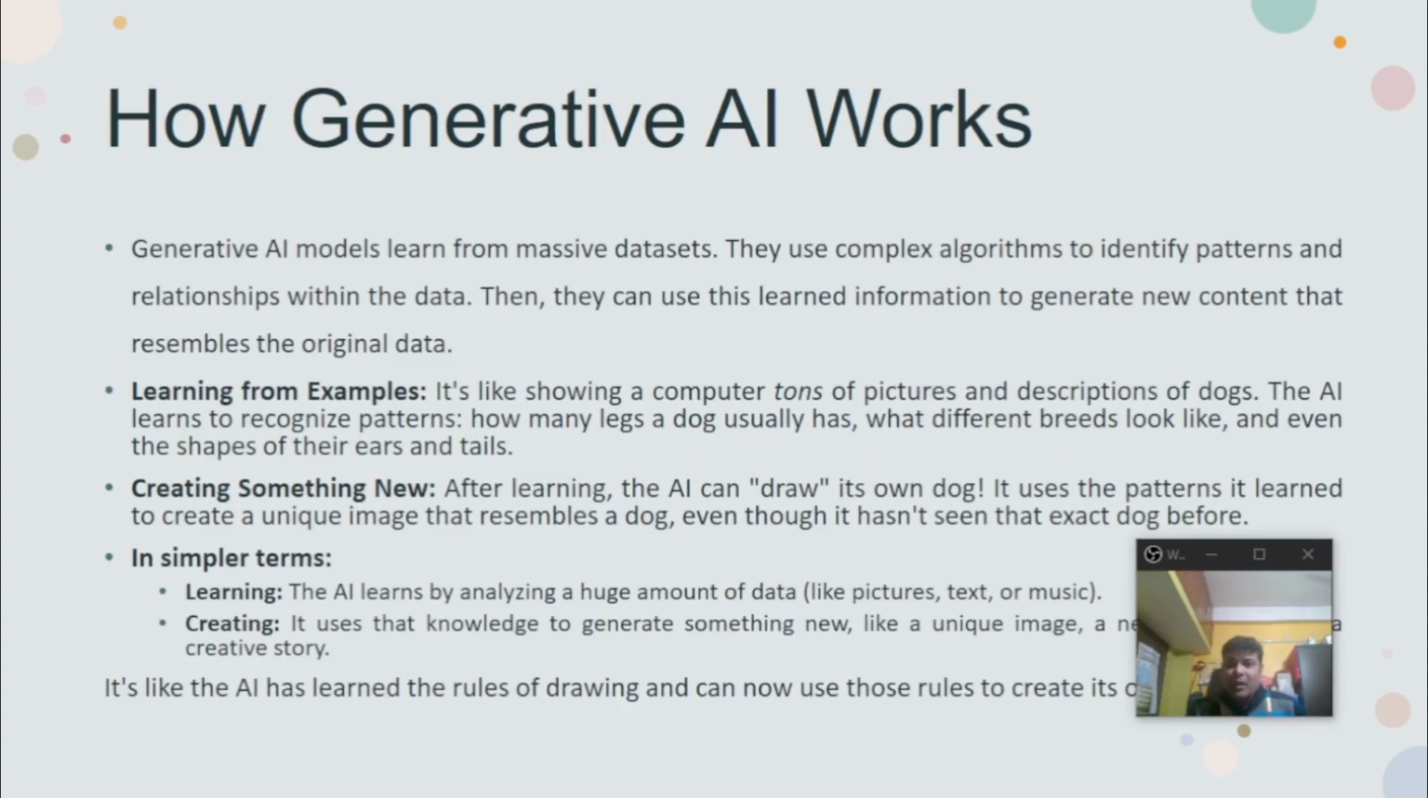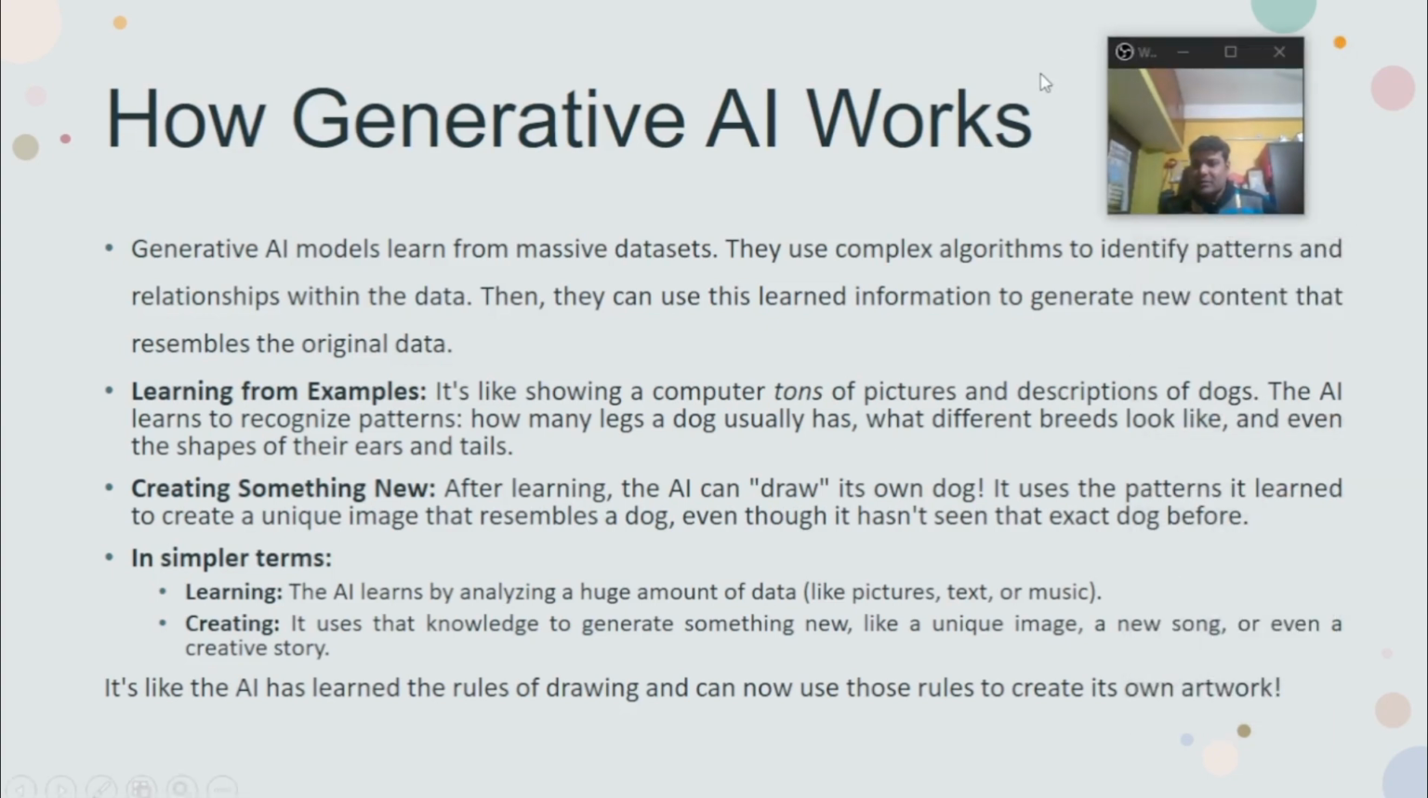Next, how generative AI works. Already discussed in the first segment, in this segment we cover it in detail. There are mainly two ways generative AI works. One is learning from example, and another is creating something new.